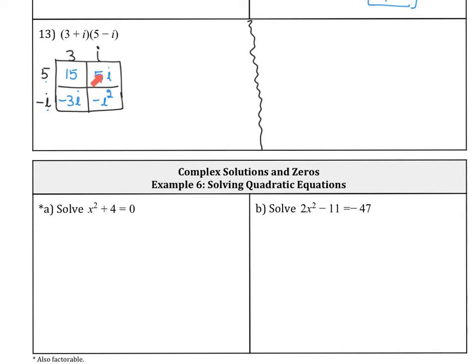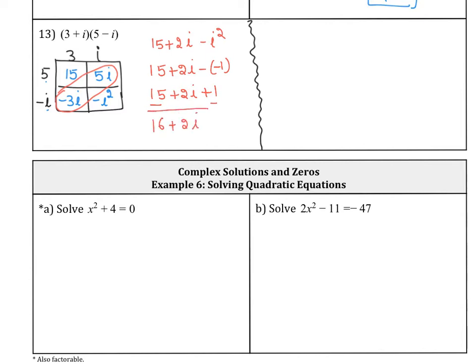Now these are the two like terms that you can combine. We are going to rewrite this as 15 plus 5i minus 3i, which is 2i, minus i squared. So you're going to get 15 plus 2i minus -1. So 15 plus 2i plus 1. Combining 15 and 1, that's going to be 16 plus 2i, and that's your final answer.